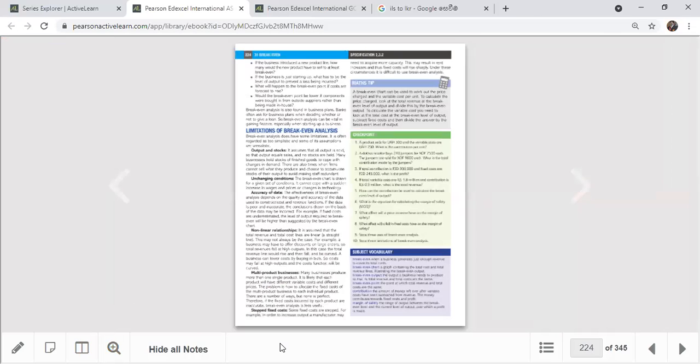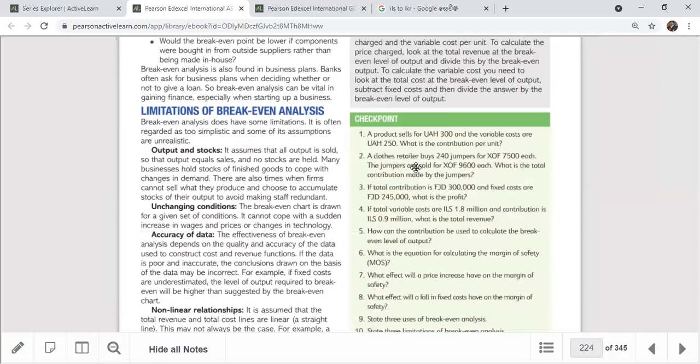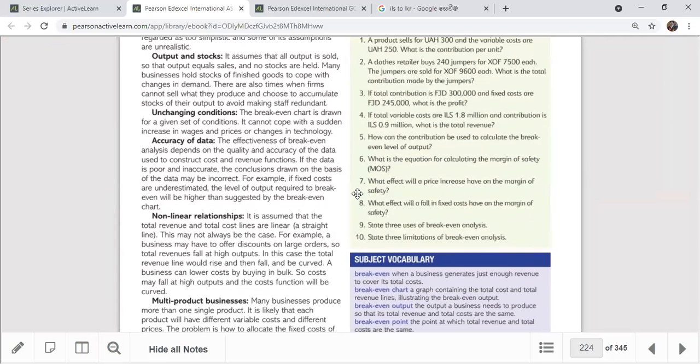Okay, the next question. These are special questions because they're asking about sensitivity analysis, what kind of impact there is from the increase of the selling price. The 8th question is also like that: what kind of effect is there on margin of safety when there is a fall in fixed cost? So, increase in selling price and falling fixed cost. I'll give you a short answer for this.